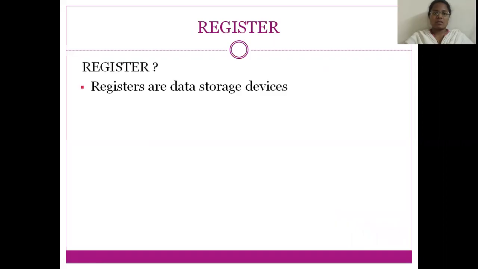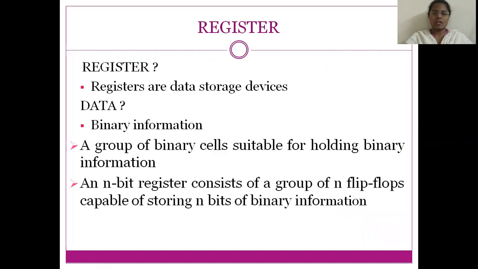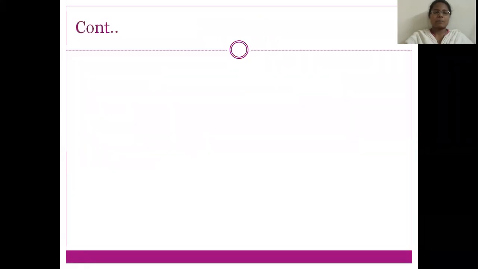First, we'll see what a register is. A register is nothing but a data storage device. Data is nothing but binary information, that is zeros and ones. So overall, a register is a group of binary cells which is suitable for holding binary information. An n-bit register consists of a group of n flip-flops, which are capable of storing n bits of binary information.